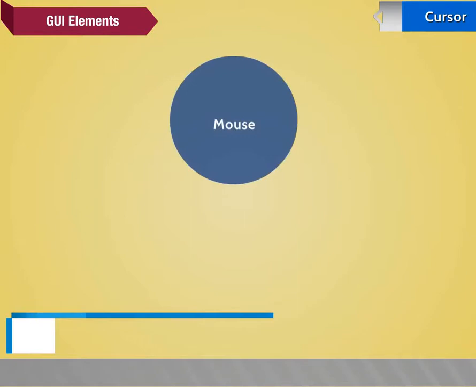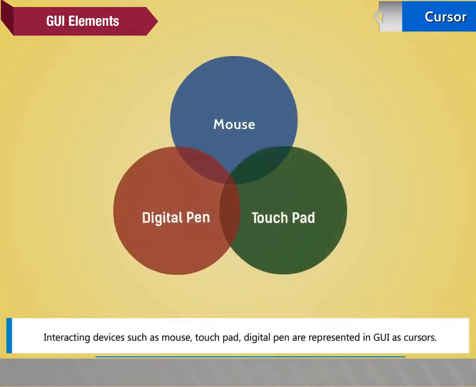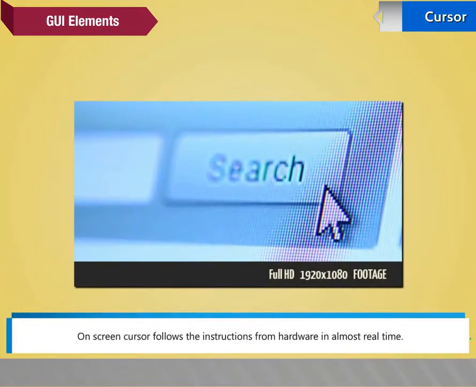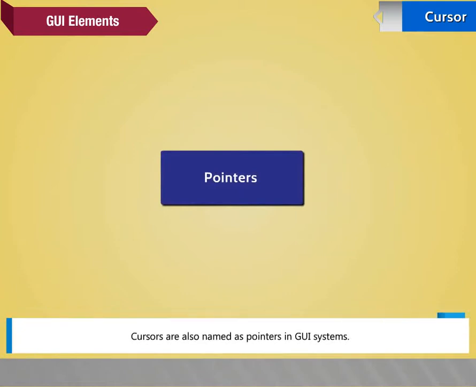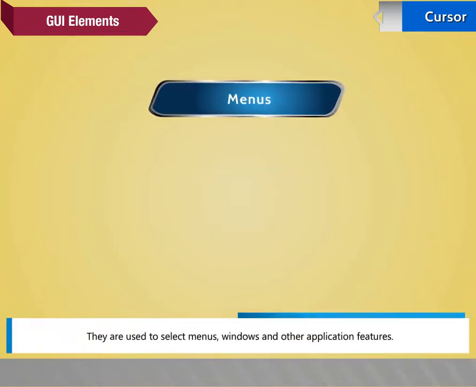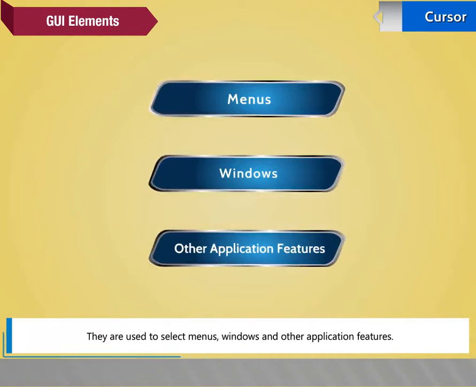Cursor. Interacting devices such as mouse, touchpad, digital pen are represented in GUI as cursors. On-screen cursor follows the instructions from hardware in almost real time. Cursors are also named as pointers in GUI systems. They are used to select menus, windows, and other application features.